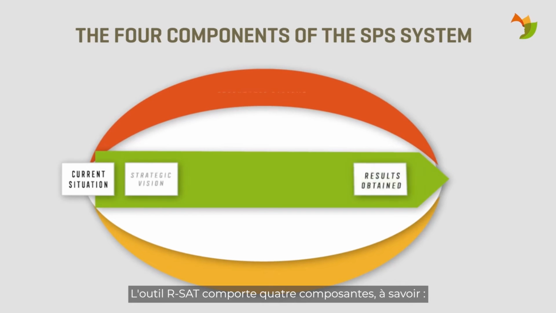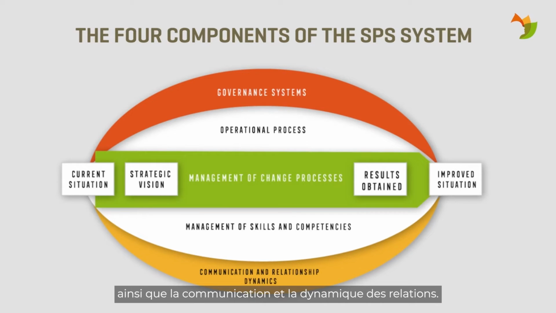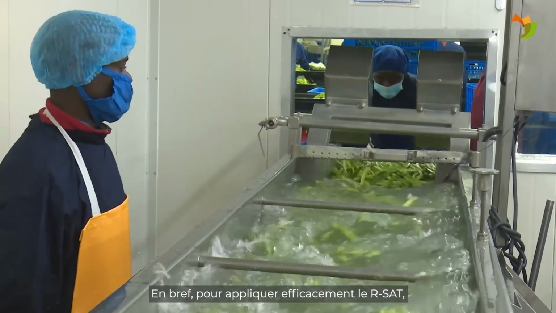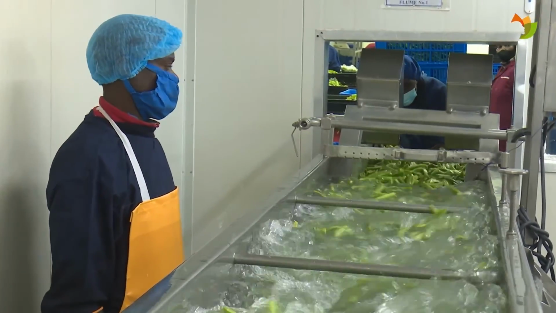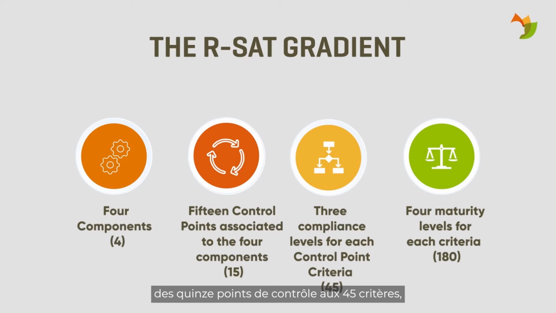The RSAT tool has got 4 components, namely governance systems, operation of processes, management of skills and competencies, and communication and relationship dynamics. In a nutshell, for you to effectively apply the RSAT, you will be required to move from the 4 components to 15 control points. From the 15 control points, you move to 45 criteria. And lastly, from the 45 criteria, you move to 180 maturity levels.